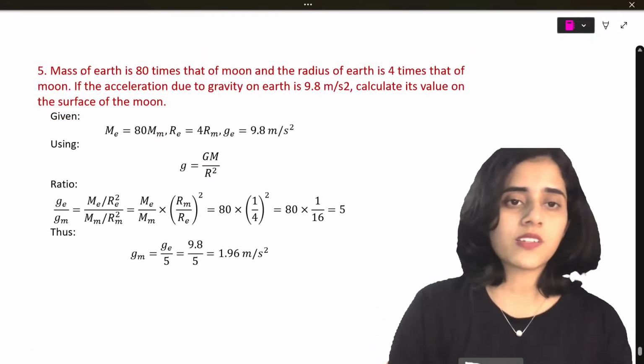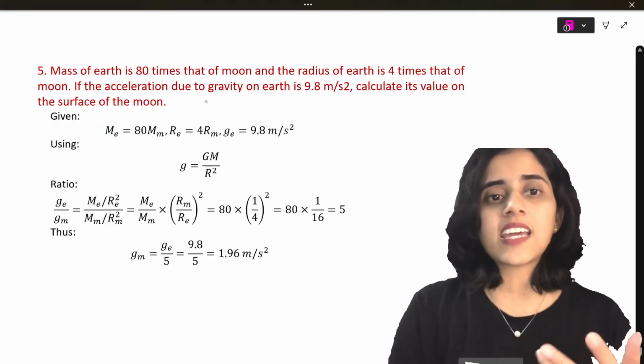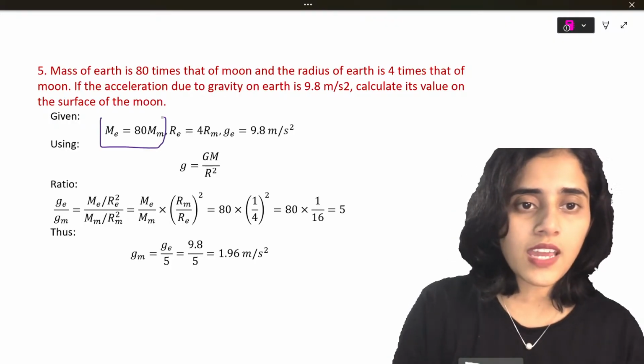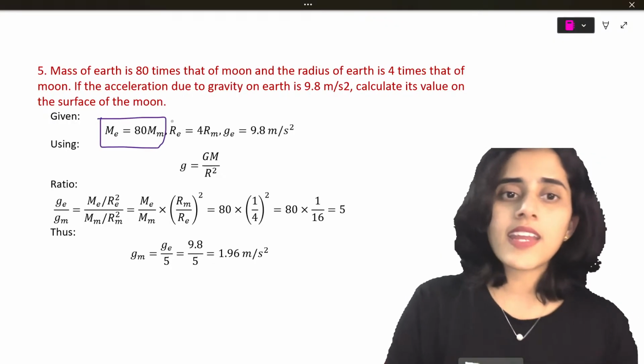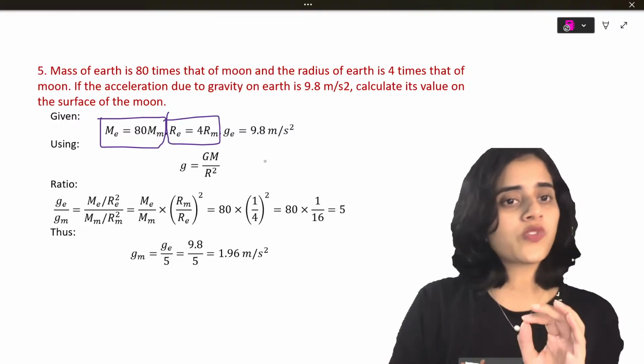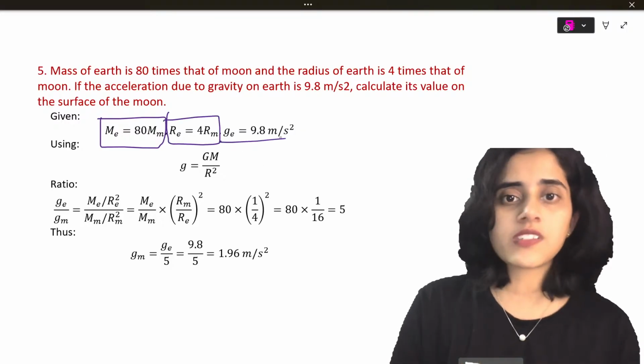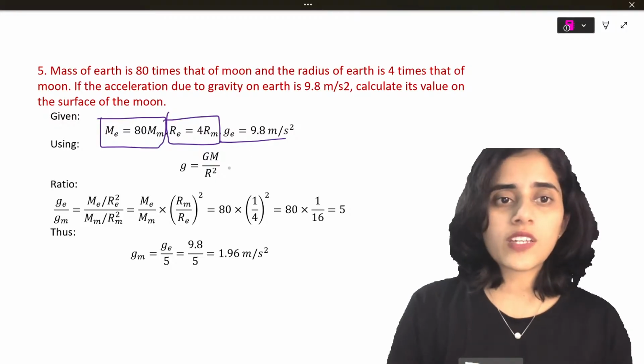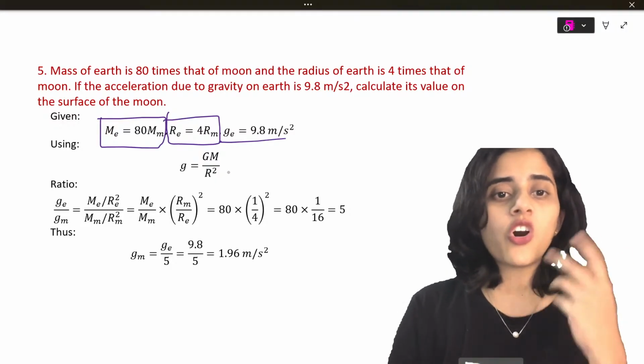Okay. Next question. Mass of the Earth is 80 times mass of the Moon. Radius of the Earth is 4 times the radius of the Moon. Acceleration is 9.8. We have to calculate the value of g on the Moon.